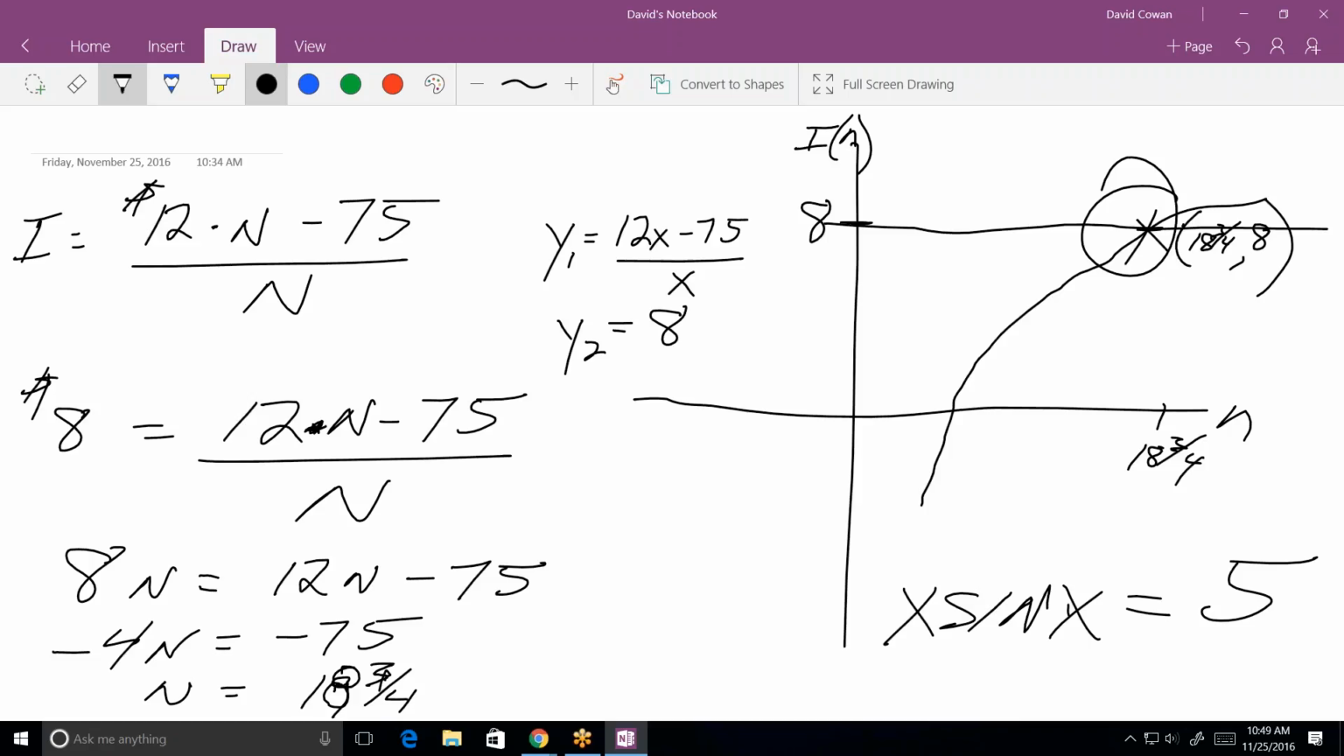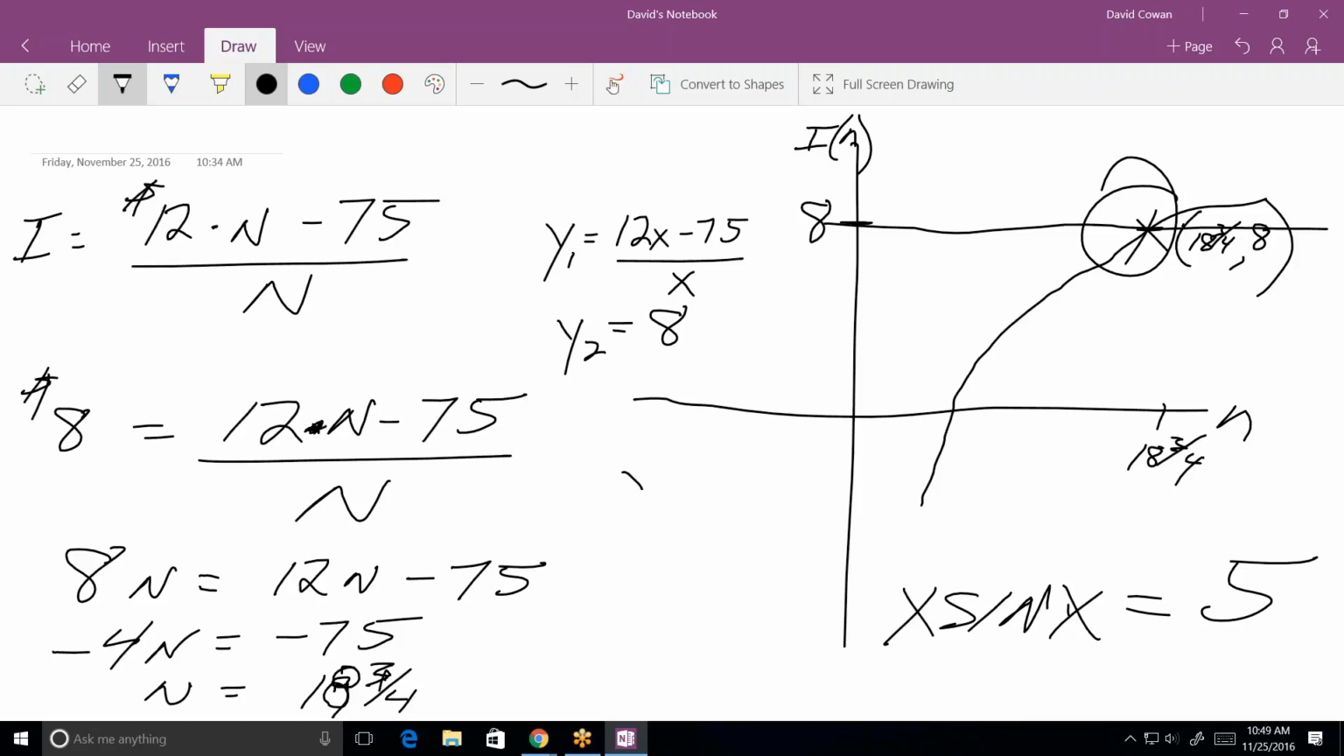And in fact, I do not know how to solve this algebraically. See what I've written at the bottom? x sine x equals 5. That means x times the sine of x equals 5. Well, what number must x be? Well, that's not easy to solve.